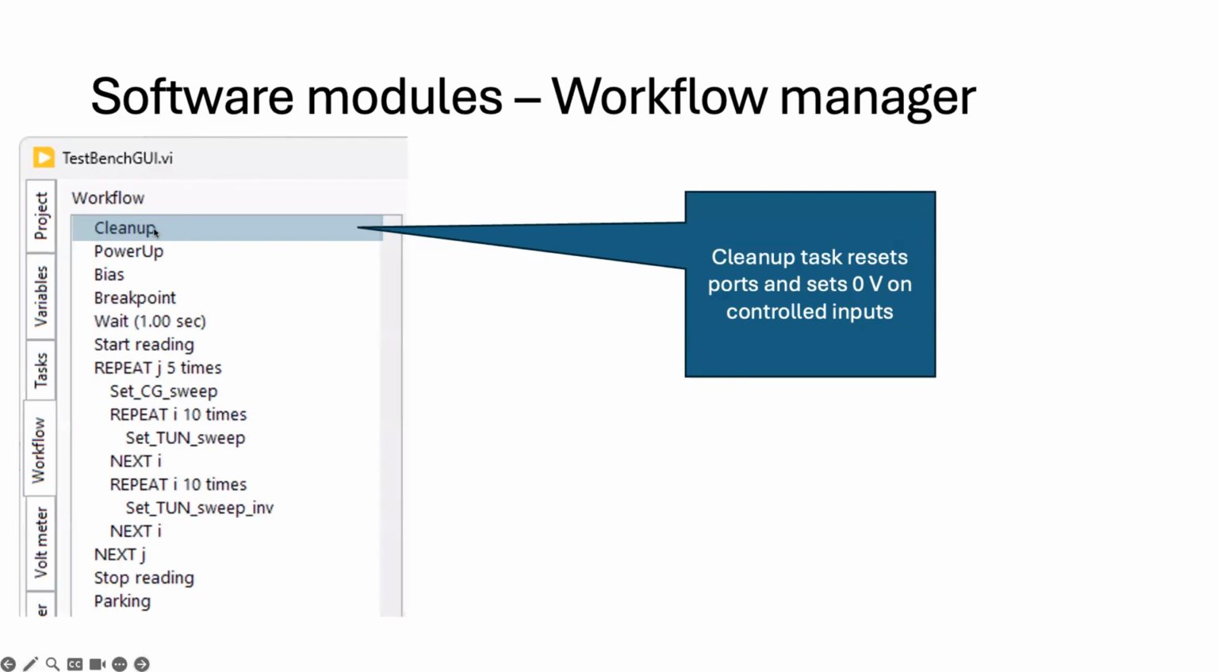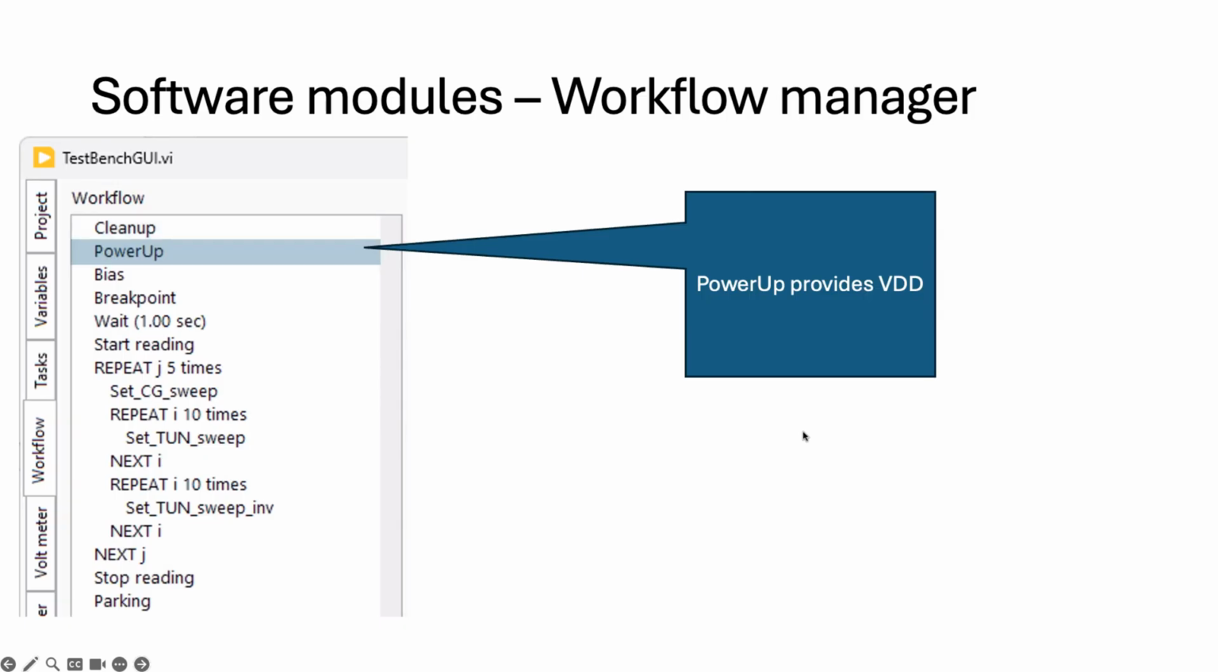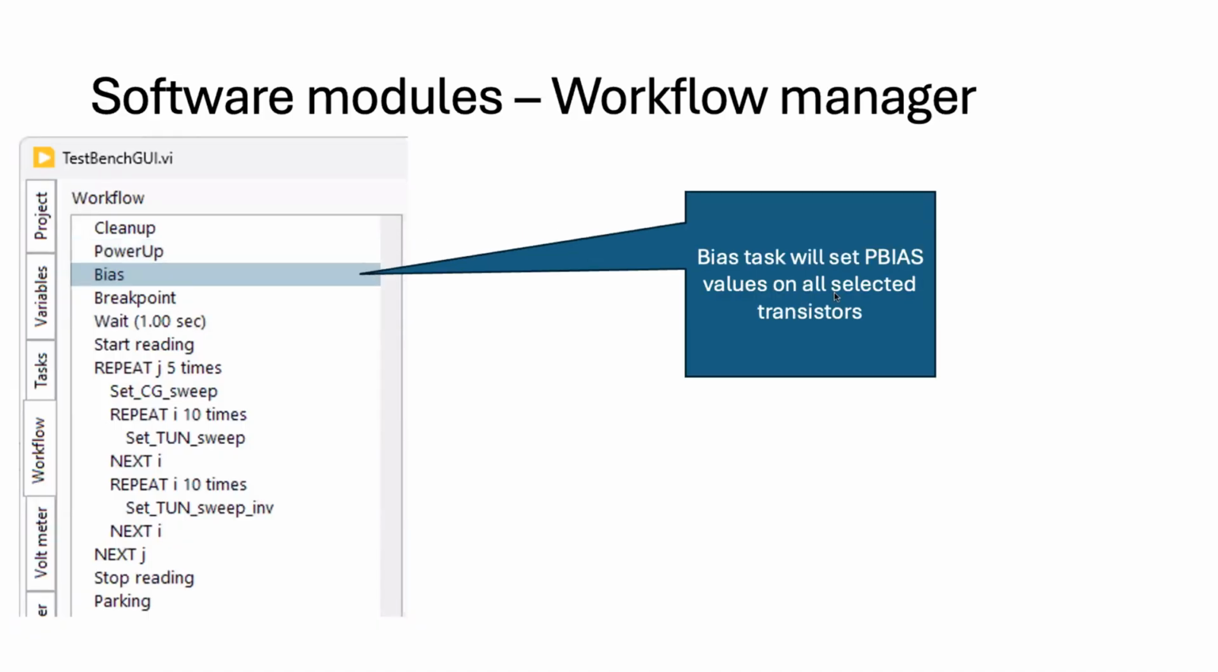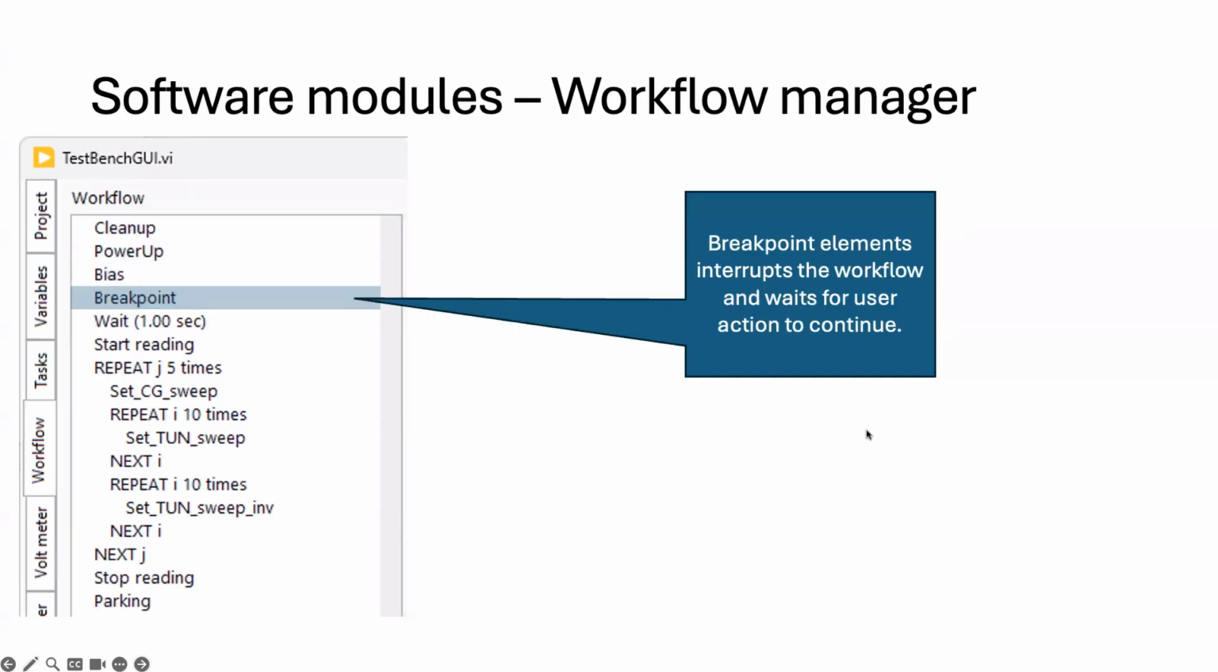So this workflow starts with the clean up task. This clean up task resets all the ports and sets them to 0 volt. Then power up will provide the VDD or PVDD for the test circuit. Then the bias task will set the P bias values of the selected amplifiers or transistors.